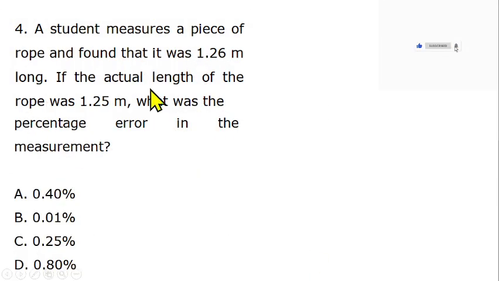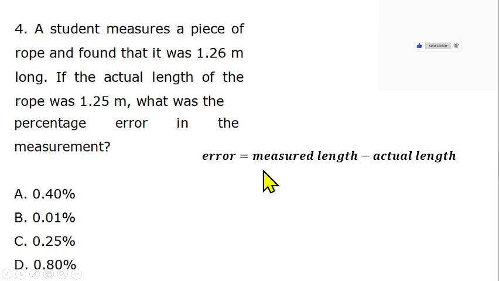Question number 4 is from percentage error. A student measured a piece of rope and found that it was 1.26 meters long. If the actual length of the rope was 1.25 meters, what was the percentage error in the measurement? Like I told you, the question is from percentage error. So how do you find percentage error? That means you need to get the error. So error is measured length minus actual length. So from there, measured length is 1.26 minus actual length 1.25, and that should give us the error to be 0.01.